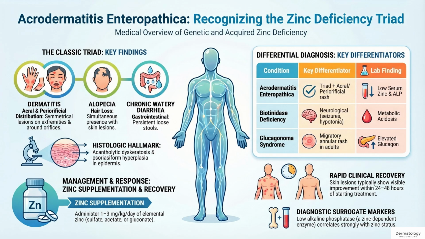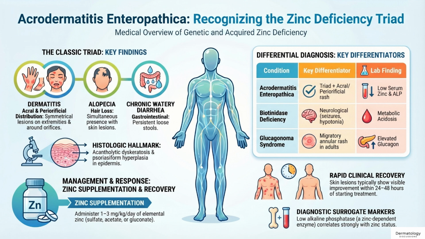Which brings us to the great mimickers. The board examiners are notorious for trying to trap you. Oh, they love it. They will give you the classic histology report, acantholytic dyskeratosis, but the clinical vignette will subtly point somewhere else entirely. If you just jump at the biopsy results without reading the rest of the clinical picture, you will get the question wrong. You must correlate clinically every single time. Let's start with the ultimate mimic, biotinidase deficiency.